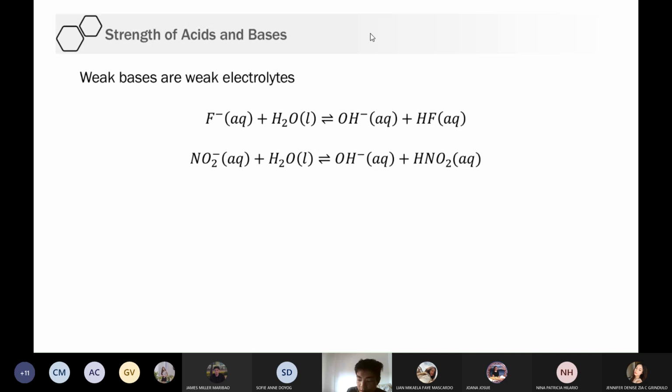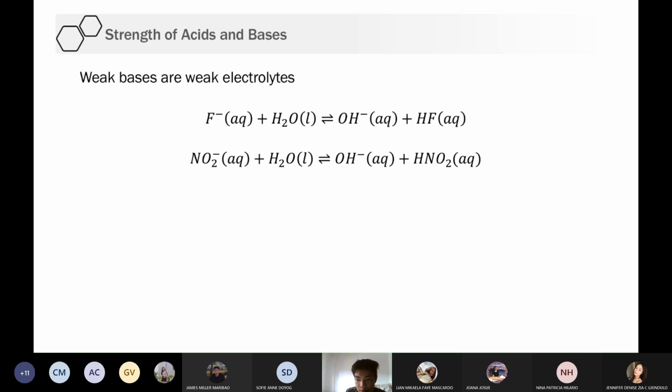Kapag weak bases naman, usapang hydrogen bonding uli. For example, this one, may hydrogen bonding siya with fluoride ion. So, weak acid yan. Weak base itong equation na to. So, we use the equilibrium arrow.